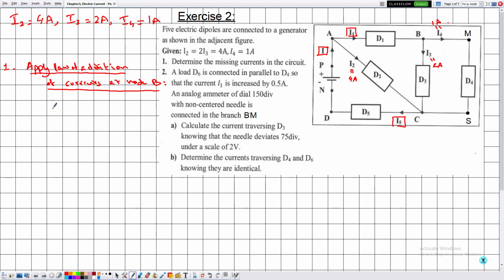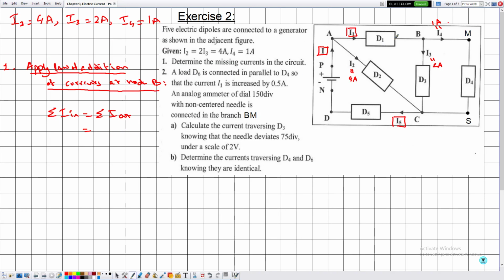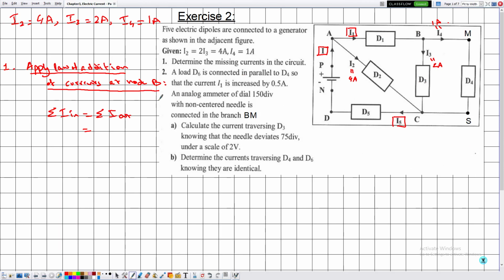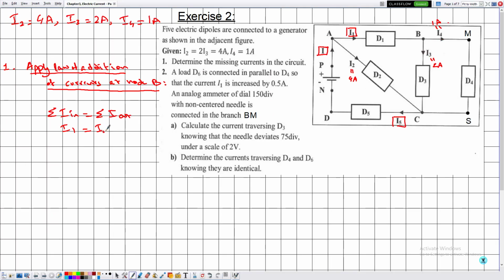And this law is given by summation of I in is equal to summation of I out. Then on the left hand side of this equation we will write the currents that are entering the node, and on the right hand side we will write the currents that are leaving the node. So referring to this node, notice that only the current I1 is entering the node, so this is I1, and the currents that are leaving the node are given by I4 and I3. So this is equal to I4 plus I3.